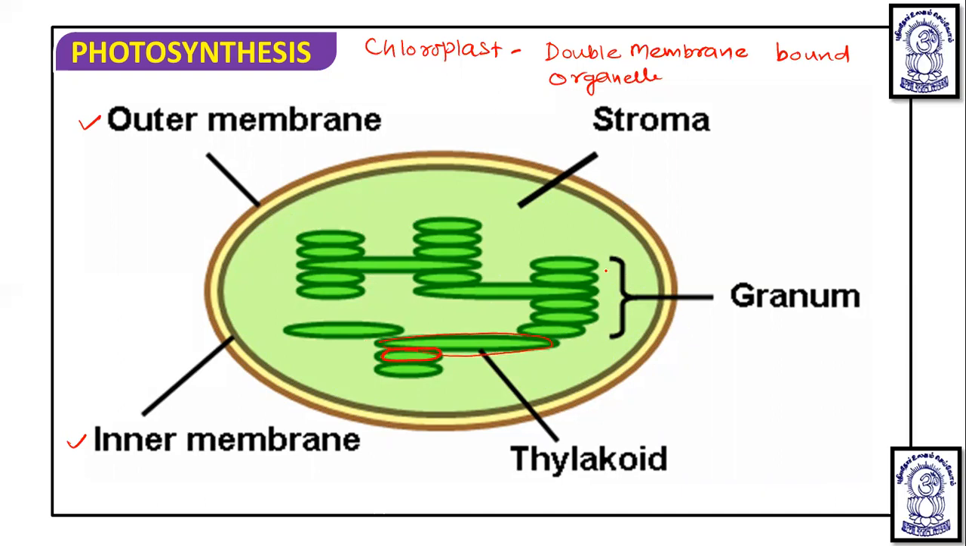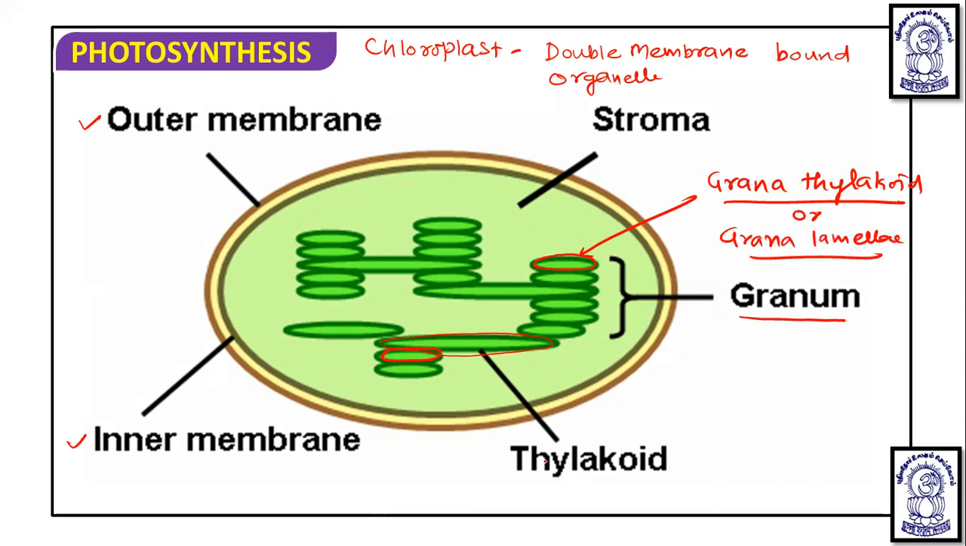But these thylakoids are piling up, and after piling they form a granum. So these thylakoids are known as grana thylakoid, or we can say grana lamella. Thylakoids are also named as lamella. So we can call this grana lamella. Whereas this is connecting two grana. This is one granum, this is another granum. These two grana are connected by this thylakoid, and this thylakoid is known as stroma thylakoid or stroma lamella.